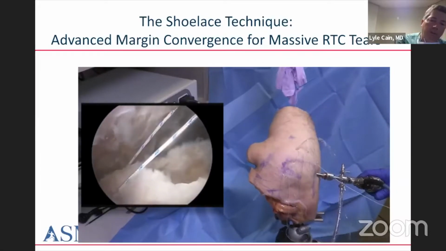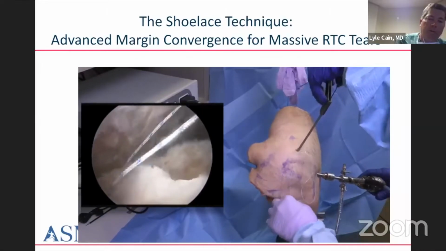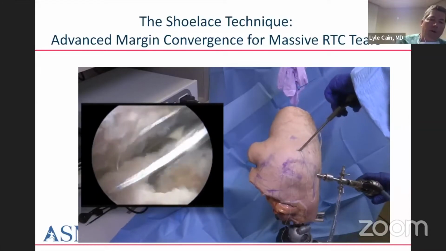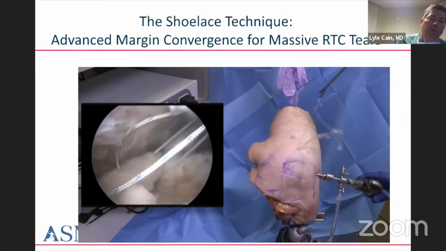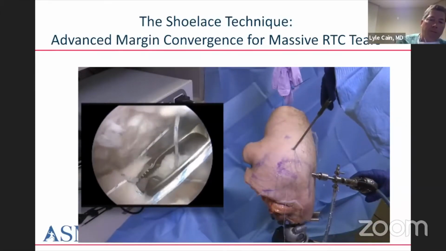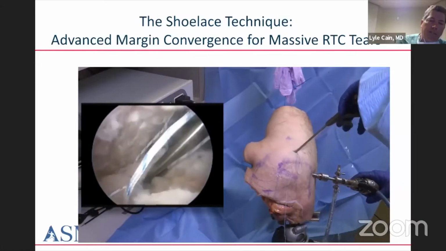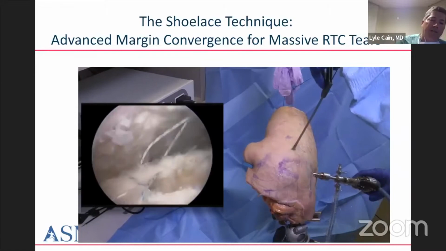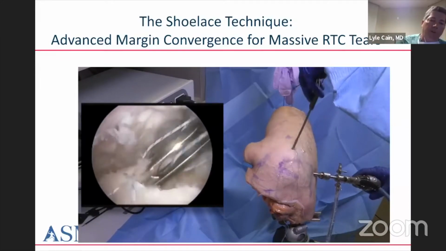So now we have both limbs coming out the top. So we just have a mattress suture. Then I'm just going to gradually take each limb and pass it across from inferior to superior, just like you would do your shoelaces. And as you do this multiple times, what you'll find is that it tucks the edges down and gives you a really nice, strong margin convergence closure.